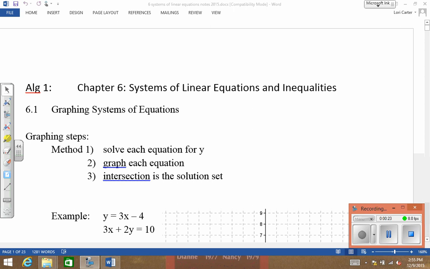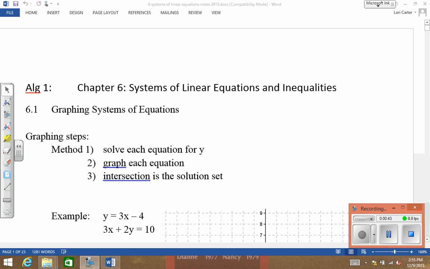What if they're the same line? Remember those? Where we had one line, the other one drew right over the top of it? How many points? A lot. What's another name for a lot? Infinite. All right. So we can have one answer. We can have no answers. We can have infinite answers. Okay, that's what we're looking at.